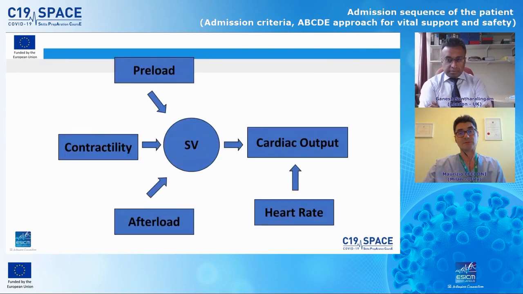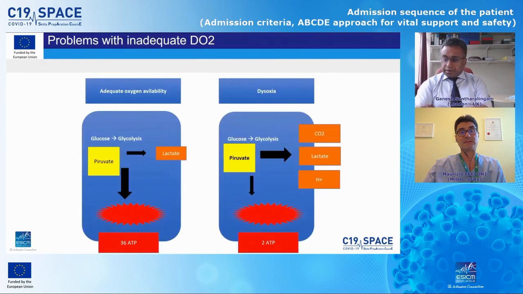oxygen consumption. To remind everyone, cardiac output also depends on other variables. We can simplify this by considering the heart rate and the stroke volume, and the stroke volume depends on the preload, the contractility, and afterload. We will come back to this later.